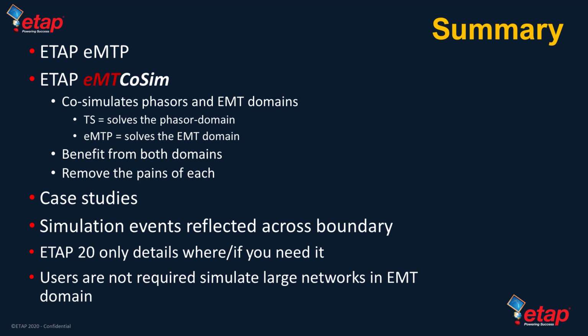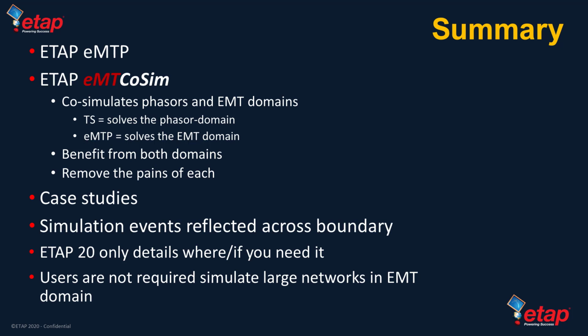All right, let's wrap up this presentation with a summary of what was said today. ETAP eMTP is a new product in the ETAP 20 lineup. eMTP enables electromagnetic transient simulation in ETAP. This was not possible in previous releases. eMTCoSim is also new. This product is different than ETAP eMTP. This product is meant to bring together two domains, the Phasor domain and the electromagnetic transient domain.